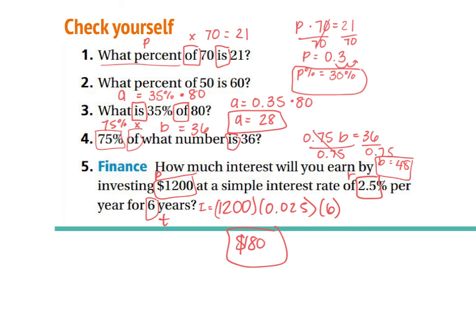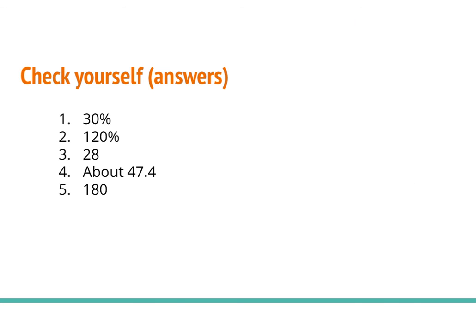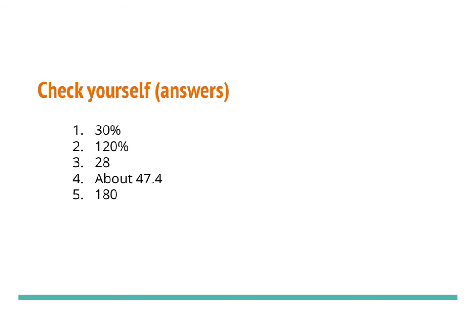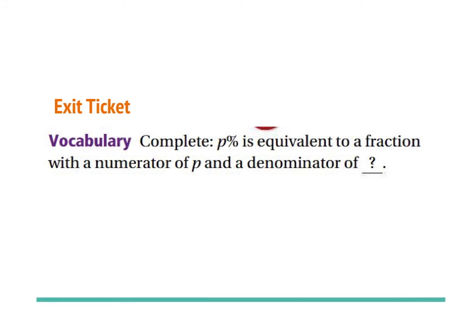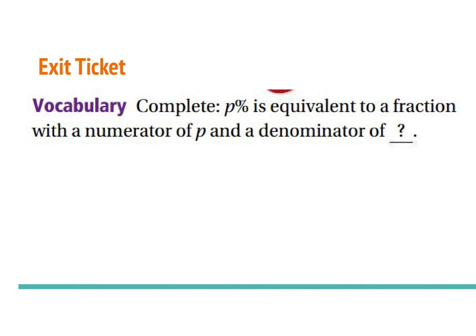48% for B. Number 3 was 28. Number 1 was 30. If we were right, that matches. That one's good. And number 5 was 180. Awesome.